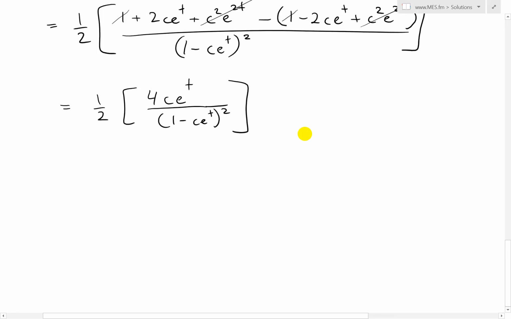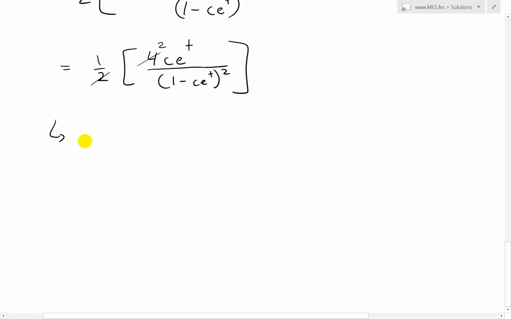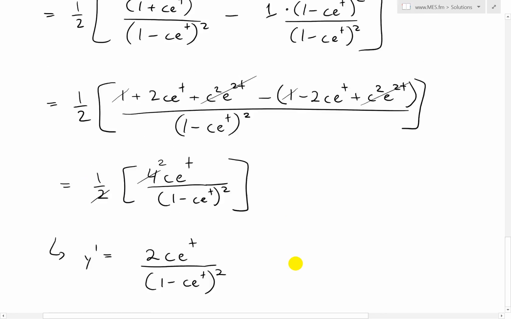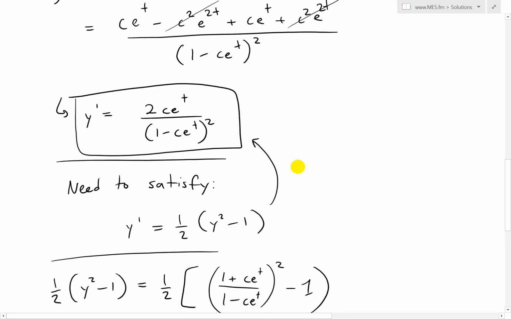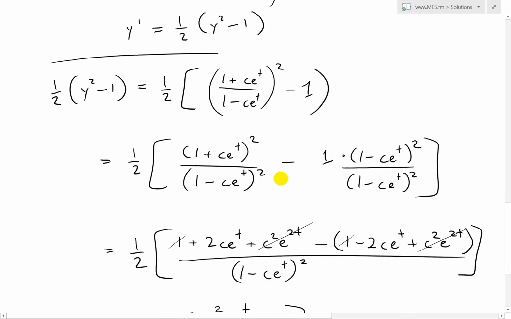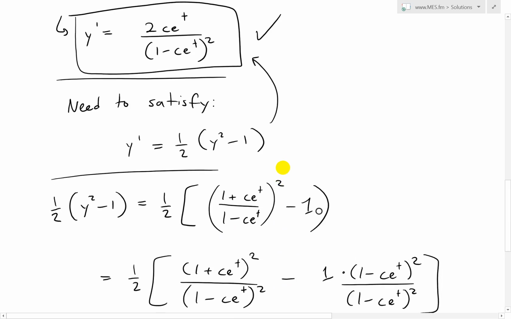So what we have there, and then this 2 cancels, we get a 2, so this all becomes y prime is equal to, the half is gone actually, 2c e to the t divided by (1 minus c e to the t) squared. And again, this is exactly what we had from the derivative of this function. So this is exactly the same, and we've shown that this is equal to this.